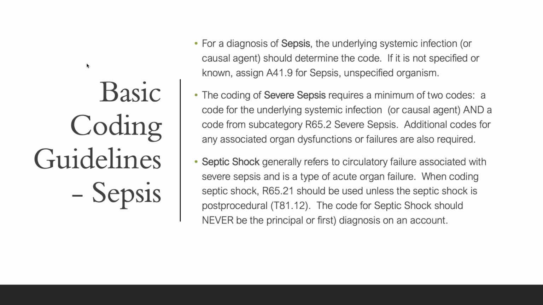So septic shock, it is severe sepsis with organ failure. And when you code it, again, you use an A code for the sepsis and then R65.21 to reflect the septic shock, unless it's post-procedural and then you use the T code. But the code for the septic shock should never be the principal or first diagnosis on the account. And same thing for severe sepsis. You never use R65.2 or R65.21 as the principal diagnosis. It's always going to be a secondary diagnosis. Your sepsis code itself, the A, whatever it's going to be, that's going to be your principal or your first diagnosis, no matter what, as long as you have sepsis of some sort.